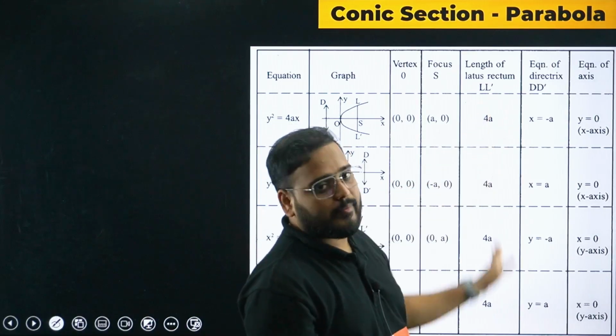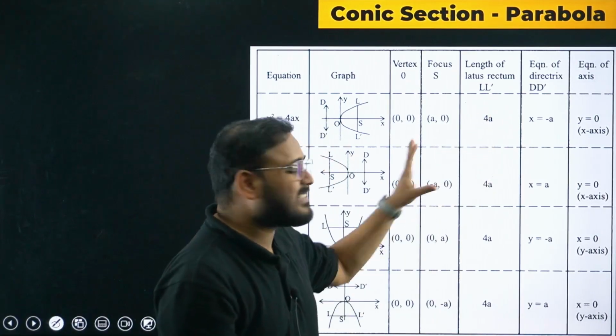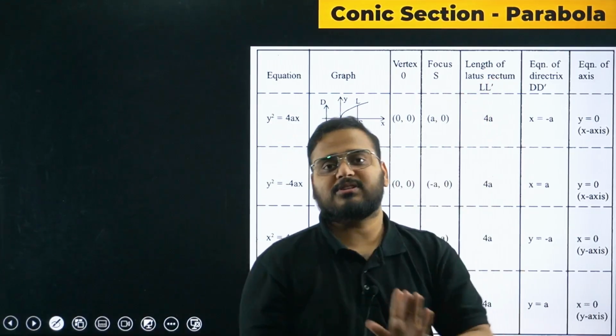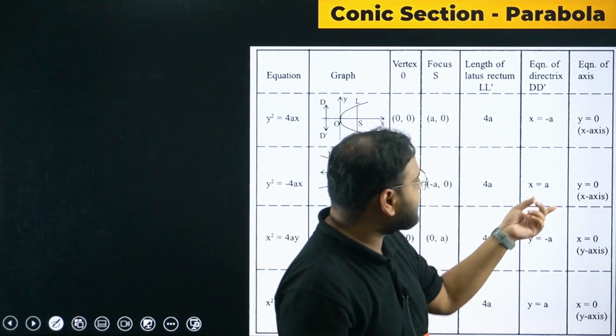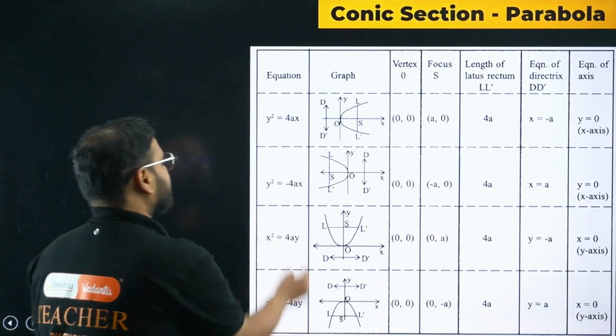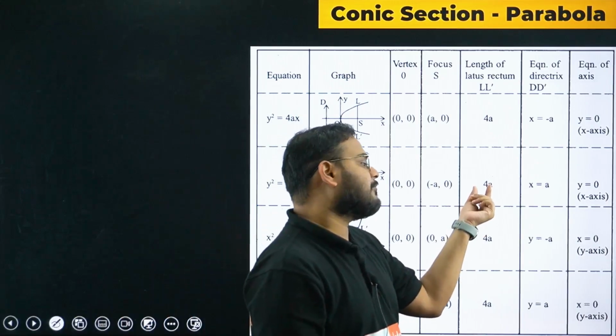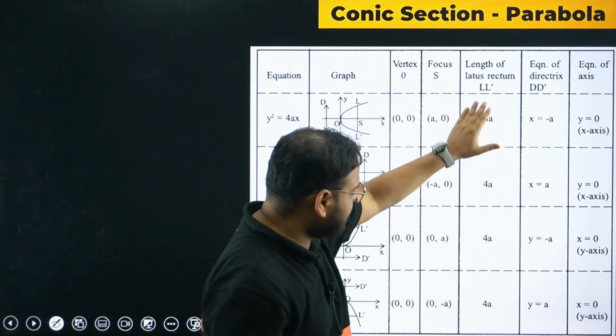This will remain the same. The latus rectum will remain the same, no? It will not change. 4a will be the value. So length will always be positive. Understand this. Whether it is minus 4ax or plus 4ax doesn't matter. Take this out. The equation is minus 4ax, no? What is the length? Simply 4a. Length will not change. So every time it is 4a.